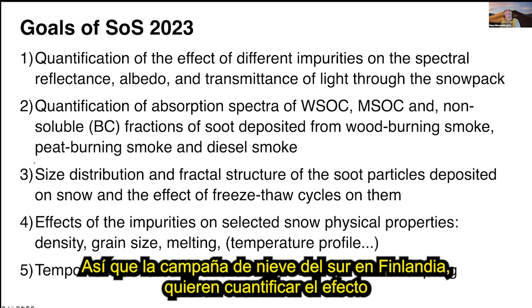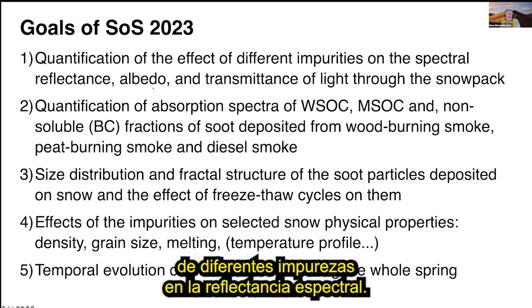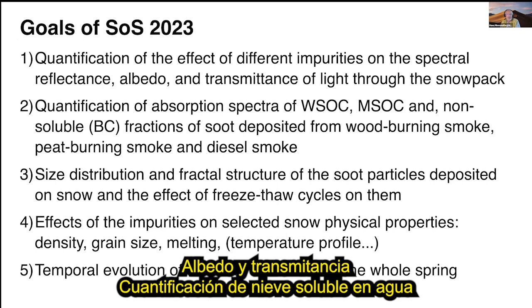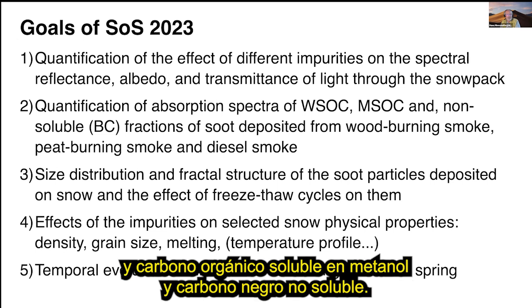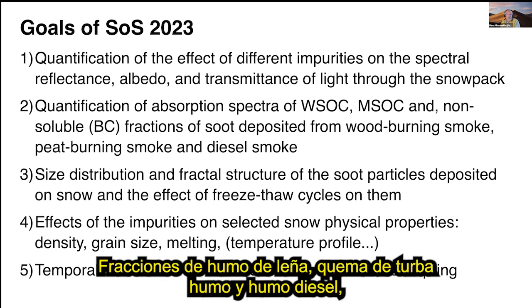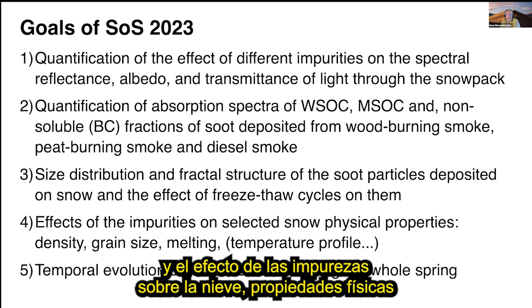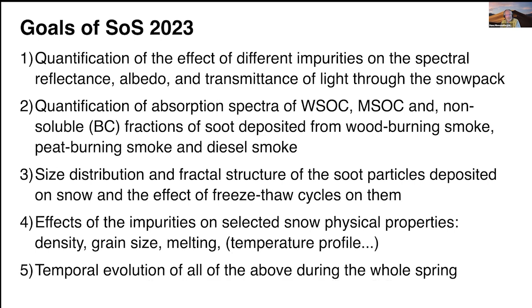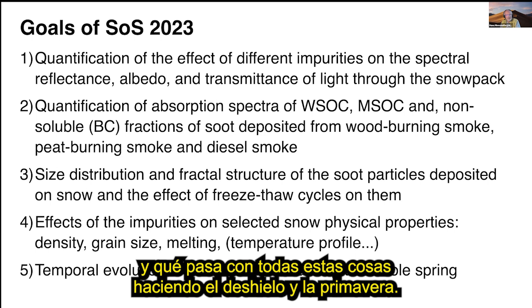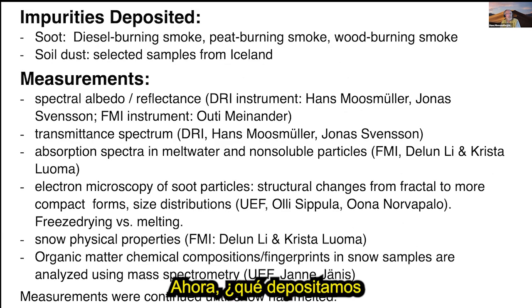So the Soot on Snow campaign in Finland, they want to quantify the effects of different impurities on the spectral reflectance, albedo, and transmittance through the snow, quantification of water-soluble and methanol-soluble organic carbon and non-soluble black carbon, fractions of wood smoke, peat burning smoke, and diesel smoke, size distribution and fractal structure of soot particles, and effect of impurities on snow physical properties, and what happens to all these things during snow melt in spring. Now, what did we deposit?